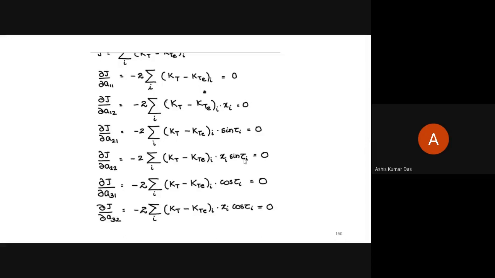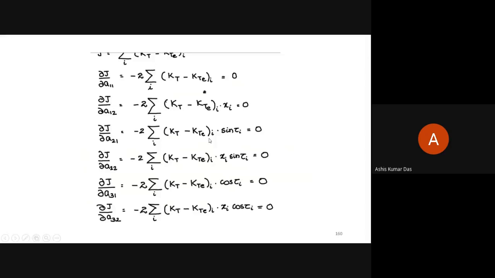If we make all these individual equations equal to 0, we get 6 equations for the 6 unknowns. So we can calculate the unknown coefficients a11, a12, a21, a22, a31, a32. Now we are trying to rearrange.